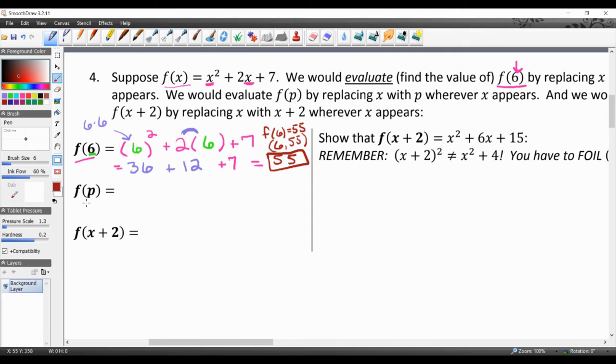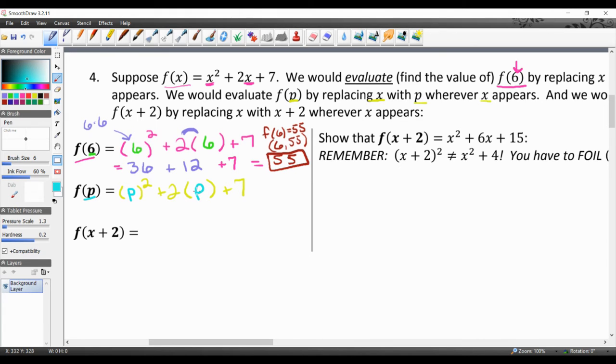The next part says that we would evaluate f of p. So now I have a p, by replacing x with p wherever x appears. And pretty much it's the same thing, except instead of x, we're going to put a p now. So I'm going to go ahead and put those parentheses again. So I have parentheses squared plus 2 times parentheses plus 7. And I'm going to go ahead and put a p inside. So this letter p here.